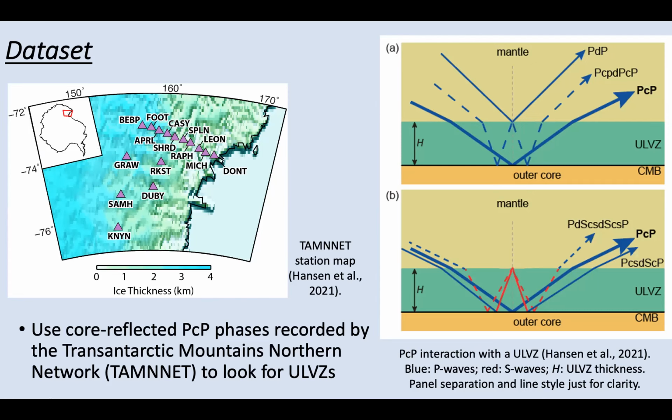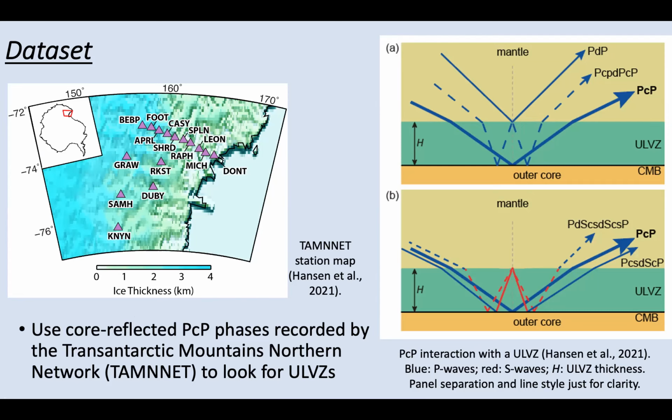TAMNet was actually set up not for this type of study at all. It was intended and used to do more crustal and upper mantle structure investigation related to the Transantarctic Mountains. But it's proved to be a really fruitful data set, and we've been able to expand upon that and do some other things with this, including the work that I'm going to talk about today. So we're looking at core-reflected PcP phases that have been recorded by the TAMNet array, again, to try to map out ULVZ structures beneath the southern hemisphere.